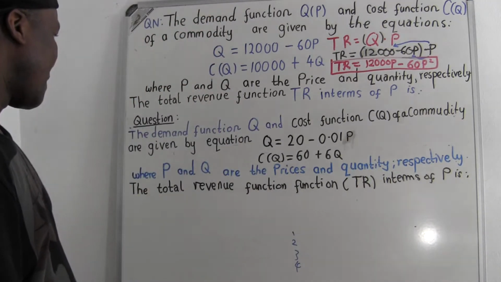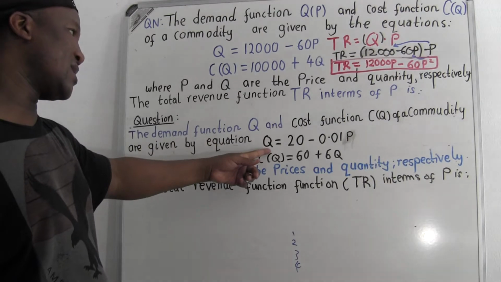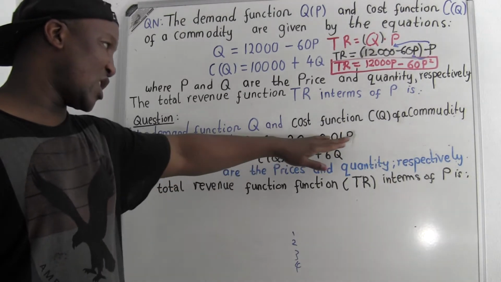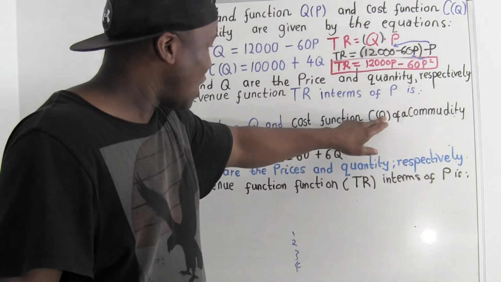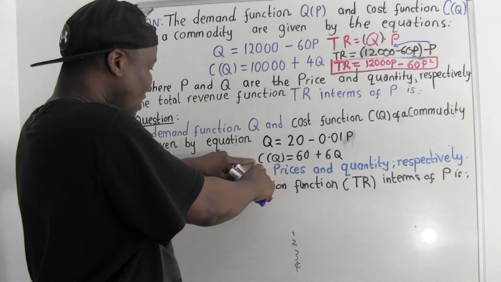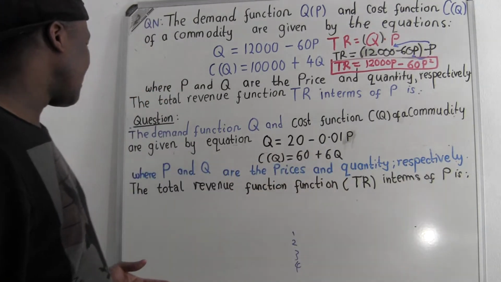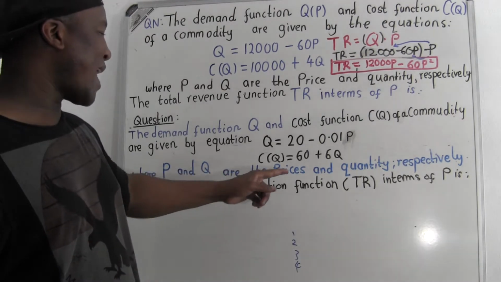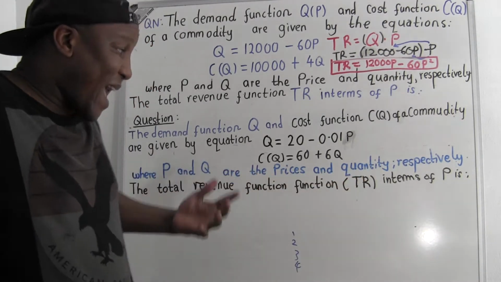Now let's come here. The demand function, whereby Q, we know Q is a quantity, and this is a price, but now they change the function, and this is a cost. C meaning a cost. Cost depends on the quantity. So the cost of a quantity equals 60 plus 60Q. Where P and Q are the price, of course, we know P is the price and Q is the quantity respectively.